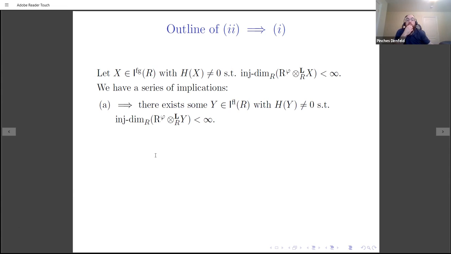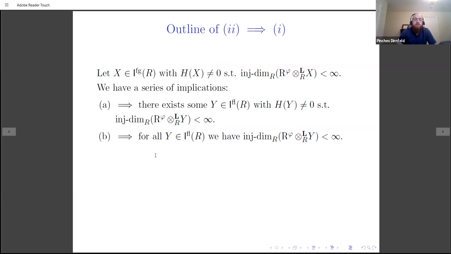First of all, I can reduce X to a Y where Y has finite length homology and non-zero homology. And this is very easy. One of the major themes of these proofs is you just tensor with the Koszul complex. And the Koszul complex clearly has finite length homology. And this will imply that if I know for one Y in IFLR this derived tensor product has finite injective dimension, then it's going to hold for every Y in IFLR. And this is non-trivial, and this is going to be probably the bulk of my talk, showing A implies B.